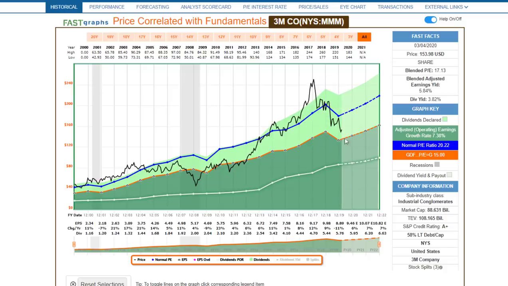You can see that 3M is getting down to a blended PE of 17. That's within the normal multiple of the market, and an earnings yield of 5.8 with a dividend yield of 3.8. So for the first time in quite a few years, 3M has actually become reasonably attractive. The bottom line is it's a market of stocks, not a stock market.